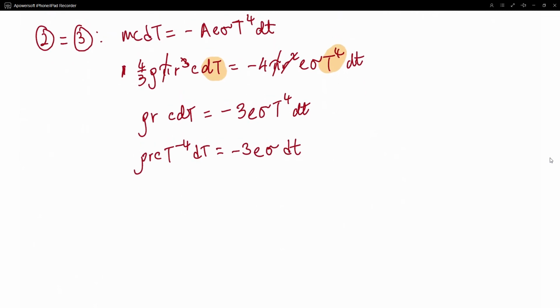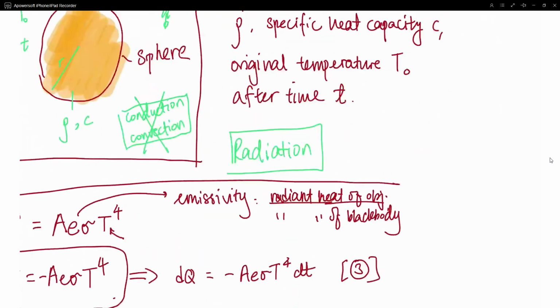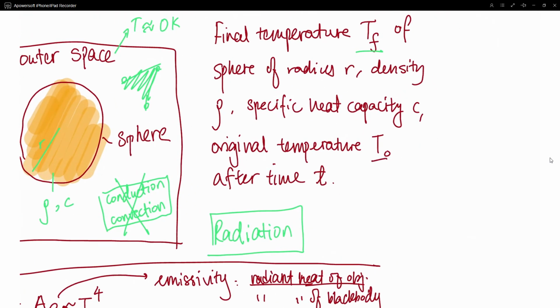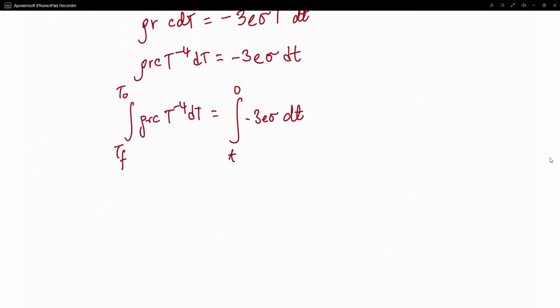So finally we can integrate. We'll be integrating this from your initial temperature T0 to final temperature Tf, rho r c T to the negative 4 dT, and we'll be integrating this. So at T0 the time will be 0, at Tf the time will be a certain t. Right? After time t has elapsed, it will be at Tf.